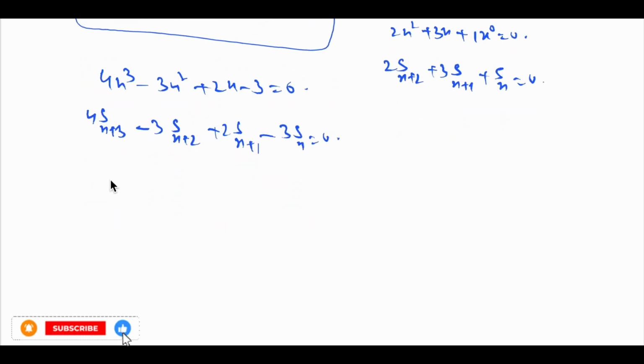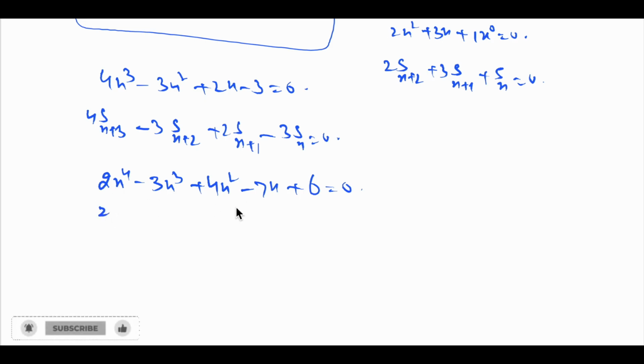For example, if I have a quartic equation like this one, 2x power 4 minus 3x cubed plus 4x squared minus 7x plus 6 is equal to 0, I can write it, in a general way, in one go as it is: 2S(n+4) minus 3S(n+3) plus 4S(n+2) minus 7S(n+1) plus 6Sn is equal to 0. I can prove this formula from this one.